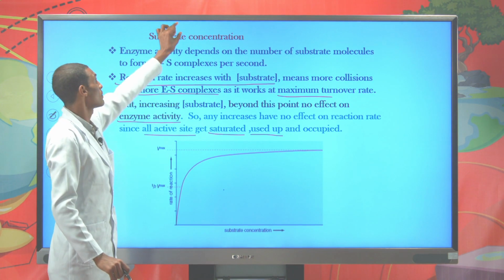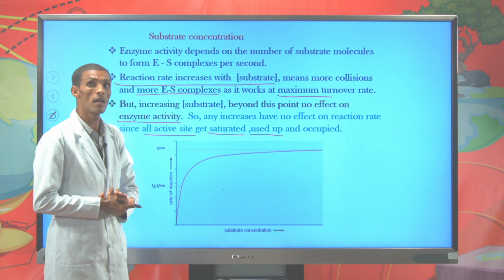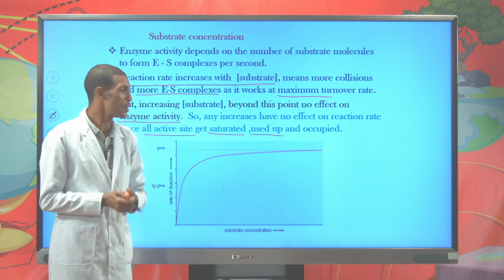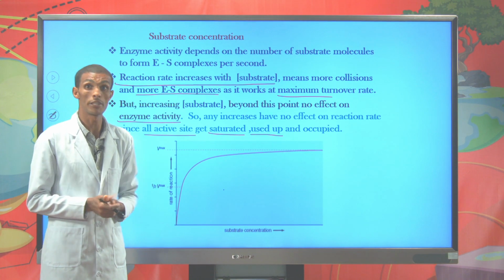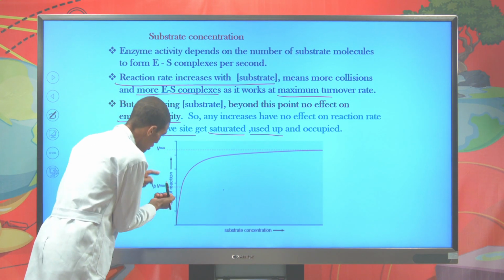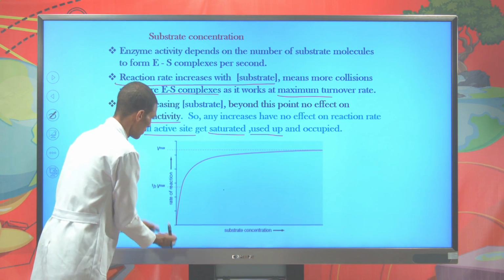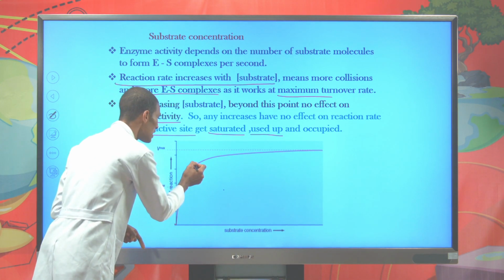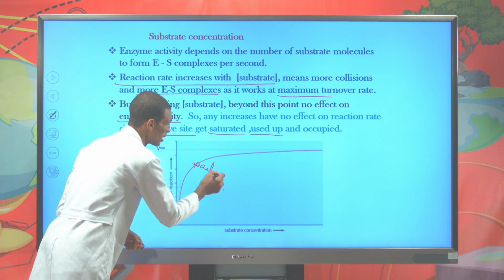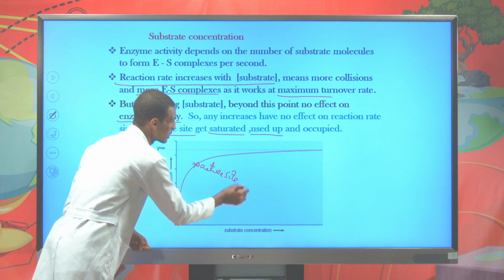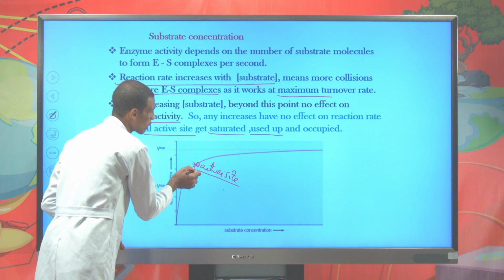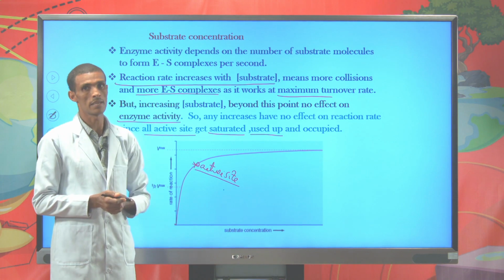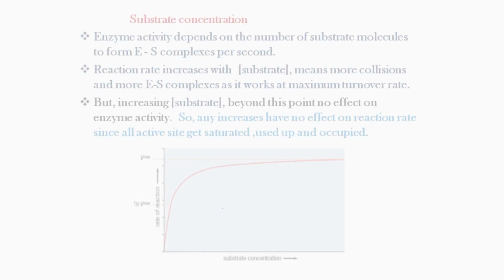So, with substrate concentration, the rate of the reaction increases until the whole space of the active site is fully saturated, fully occupied. Let's look at this diagram. This is the rate of reaction, and this is substrate concentration. Binding of substrate with the enzyme increases the rate until the whole active site is saturated. If the whole active site is occupied, adding more substrate has no effect on the activity of the enzyme. It is saturated.